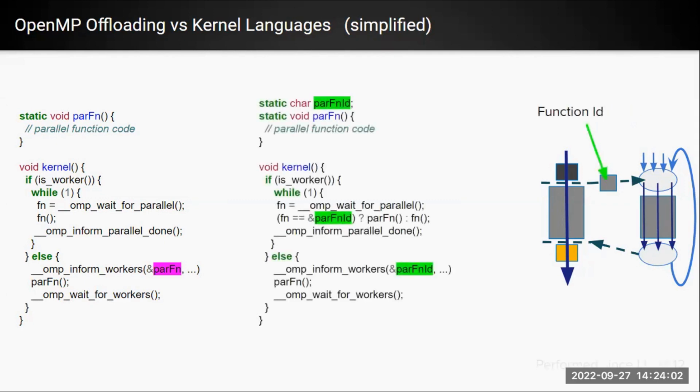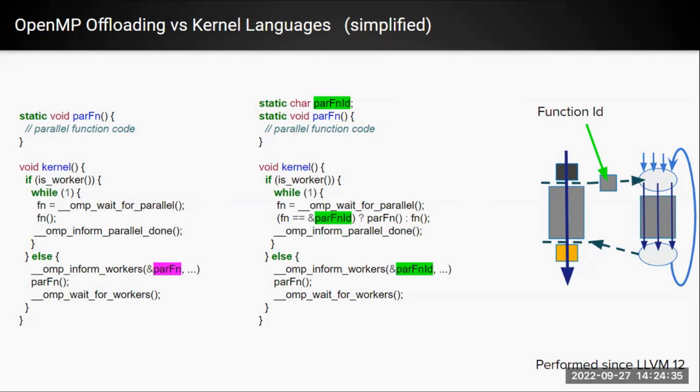Now, what we actually want to have is something like this. We create a function ID. It's effectively an address. It's a character, for the sake of being as small as possible, because we only use its address anyway. I mean, the content doesn't matter. Content is undefined. But the address is what gives it a unique value. And so we use this, and instead of passing the function pointer, we pass that ID.